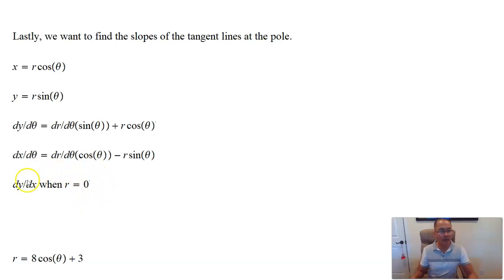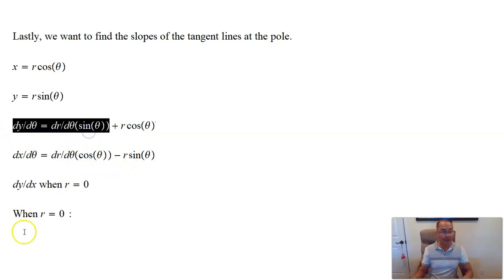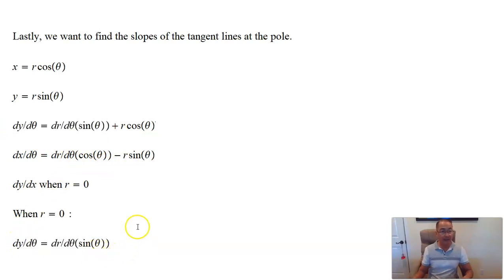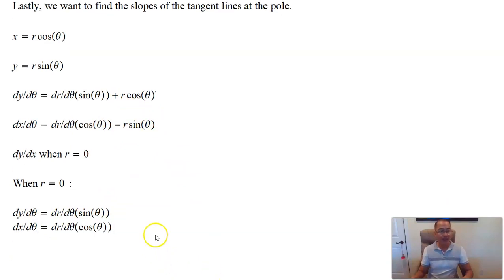So we want to know what is the value of dy by dx when r is 0? So when r is 0, we get the following simpler formulas. Dy by d theta is just dr by d theta sine theta, and dx by d theta is just dr by d theta cosine theta, because r is 0, these two terms go away. Okay, so now we can put them together.